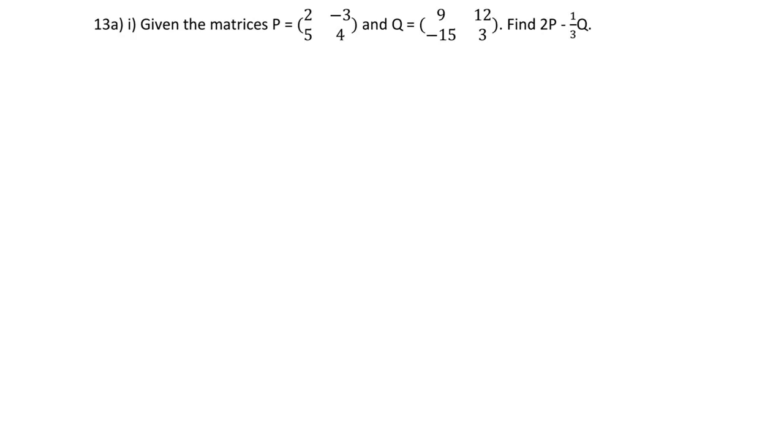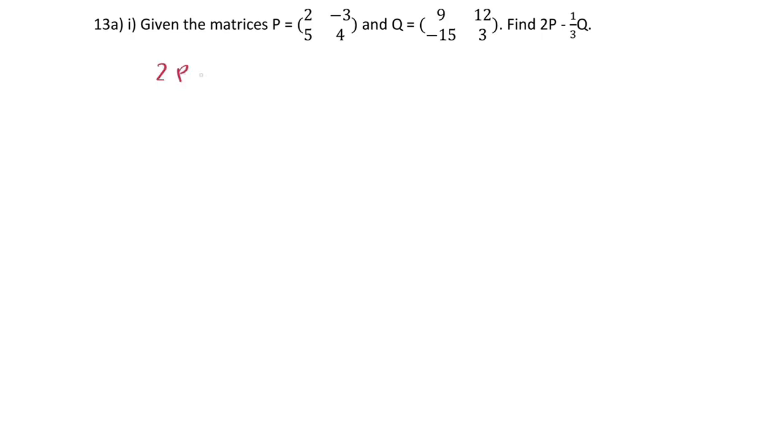Question number 13, part A, Roman 1. Given the matrices P with those values and Q with those values, we are supposed to find 2P minus 1/3Q. Okay, so this is the matrix problem. Let us now substitute the values of P and Q in the expression given.